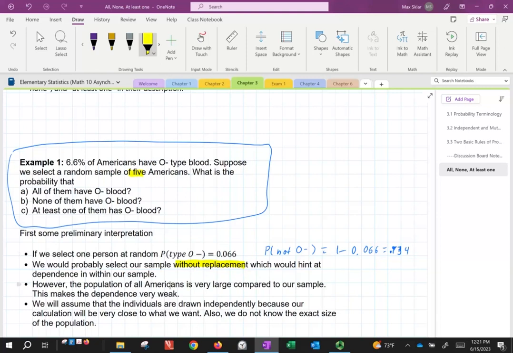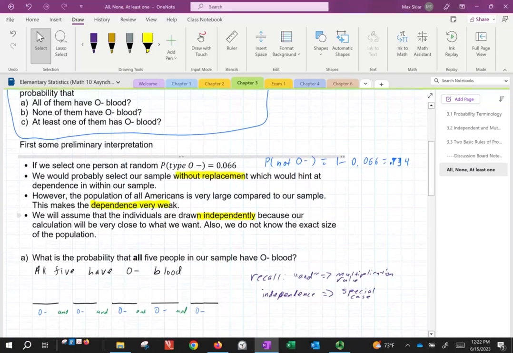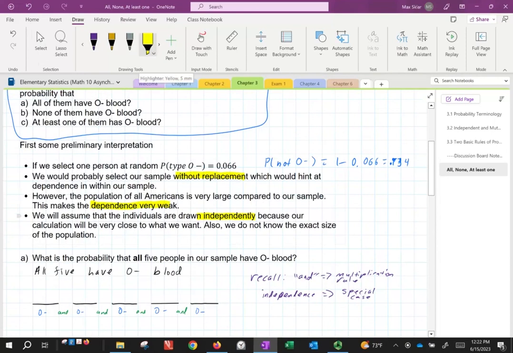However, because the pool that we're drawing from is very large, there are 350 million Americans out there to choose from. As we select one American and then another and then the third and the fourth and the fifth, we're not changing the population that much. Taking one person out of a very large population like that, or even taking 5 people, doesn't change it much. And so the dependence is very weak. If we did this calculation carefully, we would need to know the exact population size, and we don't have that information. It's actually safe to assume that we're drawing independently, and so we don't need to think about the conditional probabilities. This means, in particular, that we will be able to use the special case of the multiplication rule when it comes down to it.